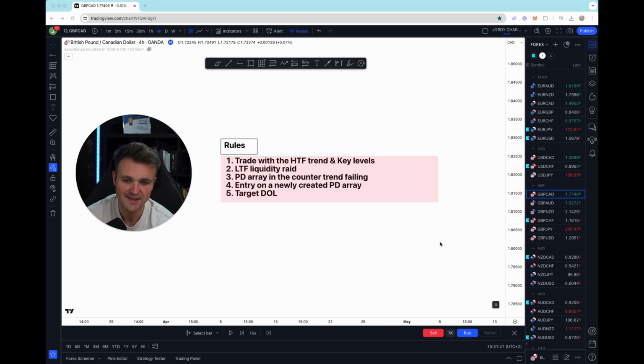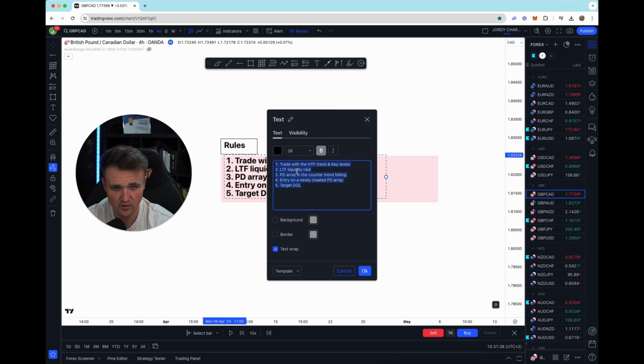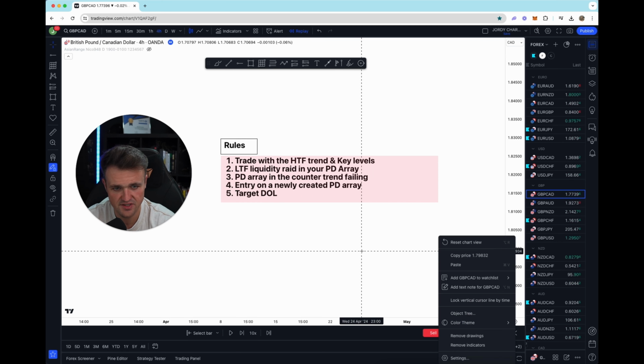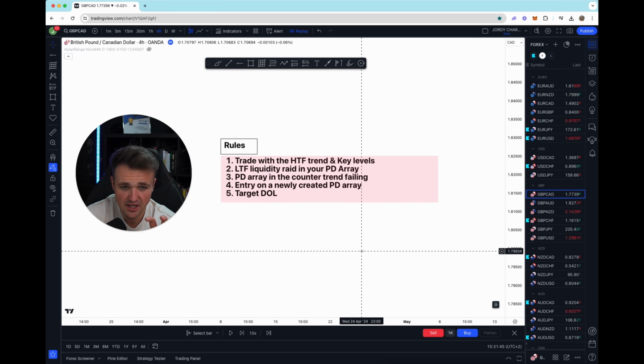What is the trend? Then we need a lower time frame liquidity sweep, as you've seen, probably in your PD array. If you're not trading in your PD array, it's not going to be the strongest trade. So I should add that you want to trade a liquidity sweep in your PD array. So let me adjust that. Then you need a PD array in the counter trend to fail. Very simple. Entry at a newly created PD array, as we did, and then we target the daily draw on liquidity. Those are the rules that you're going to use when you execute.